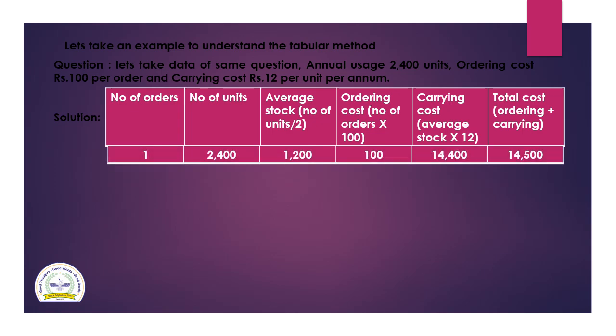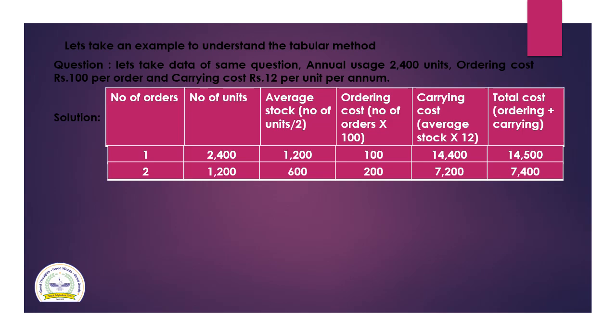Let's take the first assumption. In the first situation, we have taken the number of orders as 1. That means the whole 2400 units will be bought at one go. So average stock will be 2400 divided by 2, which comes to 1200. Ordering cost will be 100. Carrying cost will be 14,400, that is 1200 average stock multiplied by 12. And total cost will be 14,500.